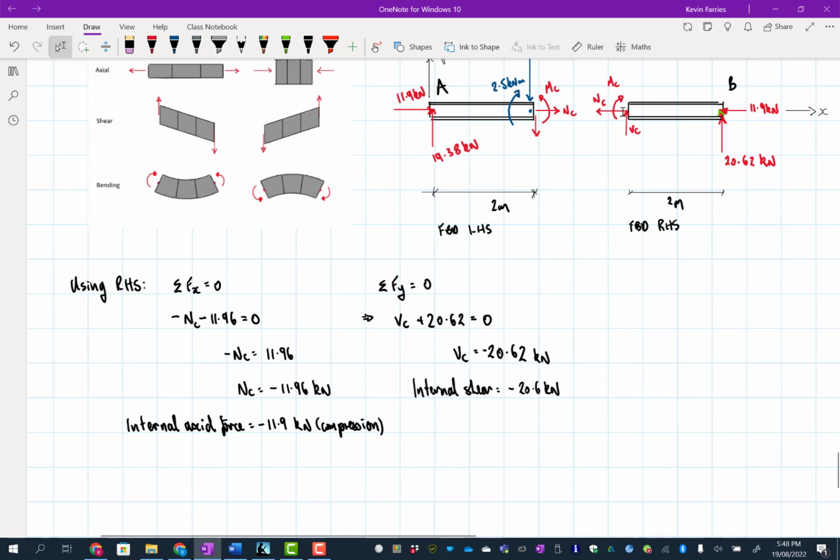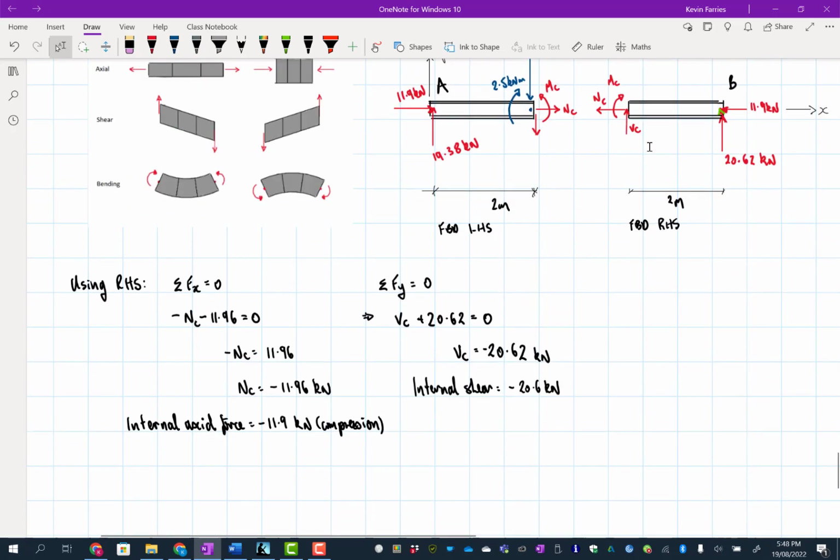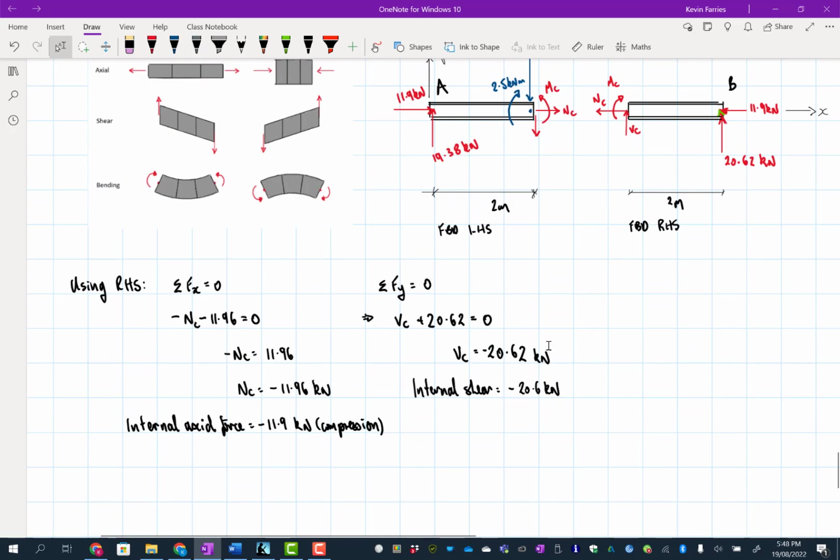What does that mean? It means that this force should be the other way around. And that would give us, should be downwards, that would give us this one. That's negative shear. Okay, that's the negative shear. So it's worked out fine just because we drew it the right way to start with.